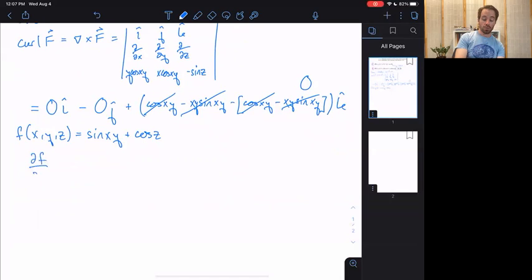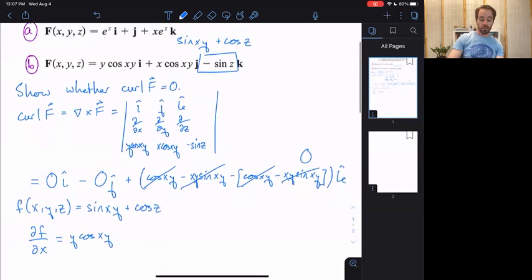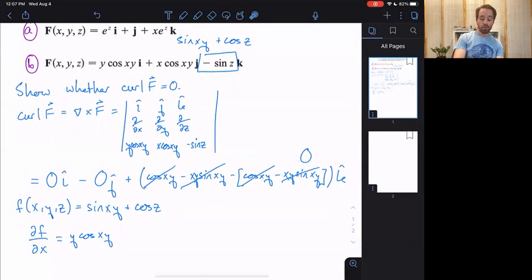Let's see. Partial f, partial x. The cosine z part obviously goes away. And for the sine xy part, it's just going to be chain rule of y times cosine of xy. Does this line up with the i component? Yeah, it does. y cosine xy. Boom. I'm pretty sure this is going to be a winner. Partial f, partial y. This will just be the same thing, except x comes out now. x times cosine xy, which does line up with this.